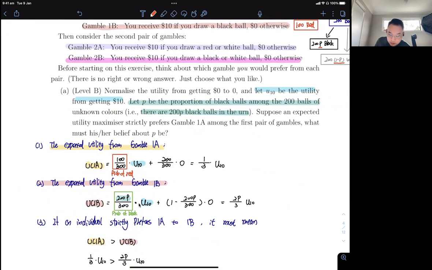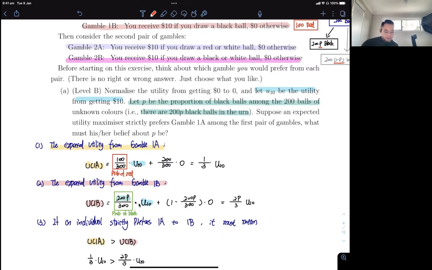Let P be the proportion of black balls among the 200 balls, and suppose an expected utility maximizer strictly prefers gamble 1A among the first pair of gambles. What must her belief about P be? Normally we will know the P, but we're doing this backwards now. We're trying to work out the P by knowing this person will strictly prefer gamble 1A.